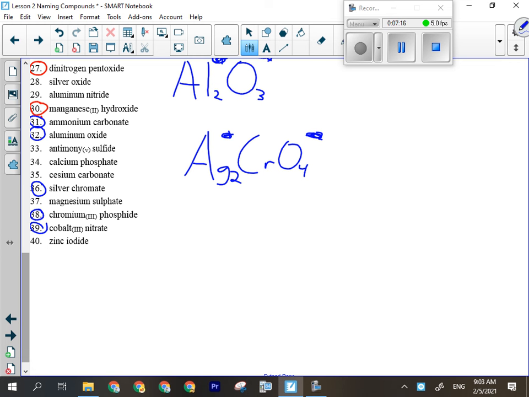And for number 38, we've got chromium 3. So we've got a metal with a Roman numeral. What does the Roman numeral tell us about chromium? Its charge, +3. And it's with phosphide, which is a -3. So 3 and 3. That's good.